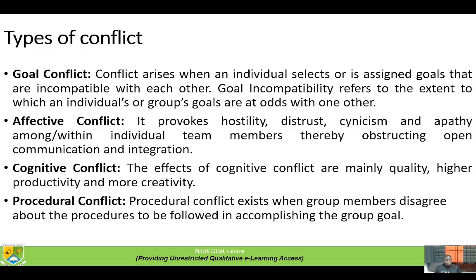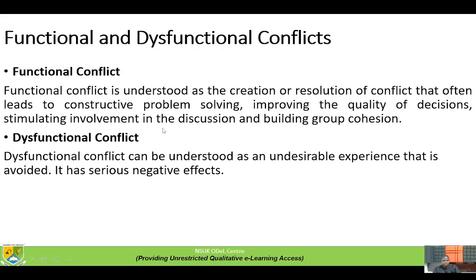Then we have what is called procedural conflict. Procedural conflict exists when group members disagree about the procedure to be followed in accomplishing the goal. And that is what it means. Sometimes employees feel that the rules of the game set to guide operations on a certain assignment have to be followed. And in an event whereby some members of the group are not following all of this, it has a way of affecting the interests of others, thereby resulting in so many conflicts.